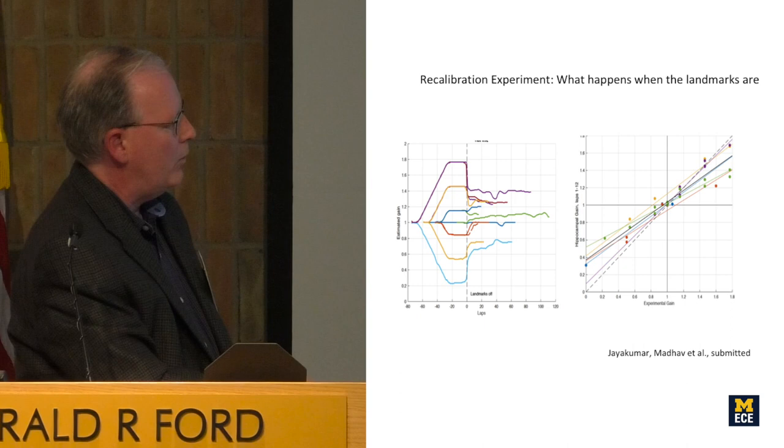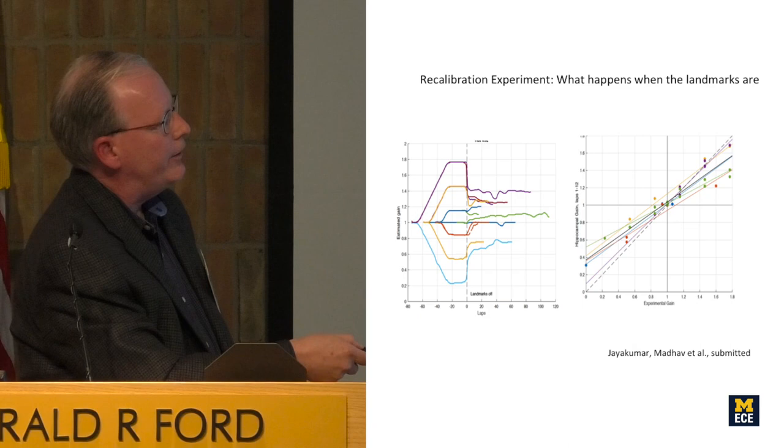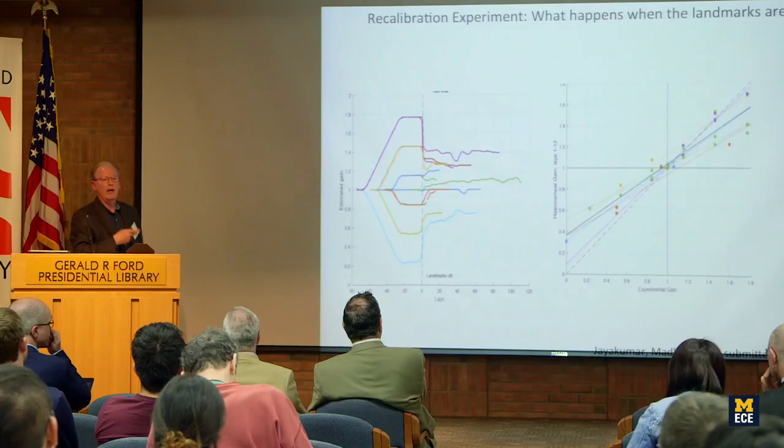And this is showing all the rats that we did, five different animals, each color a different animal, with different kinds of gains that make the rat seem slower or faster. We had this very nice linear relationship, where every single time we were able to recalibrate this system.